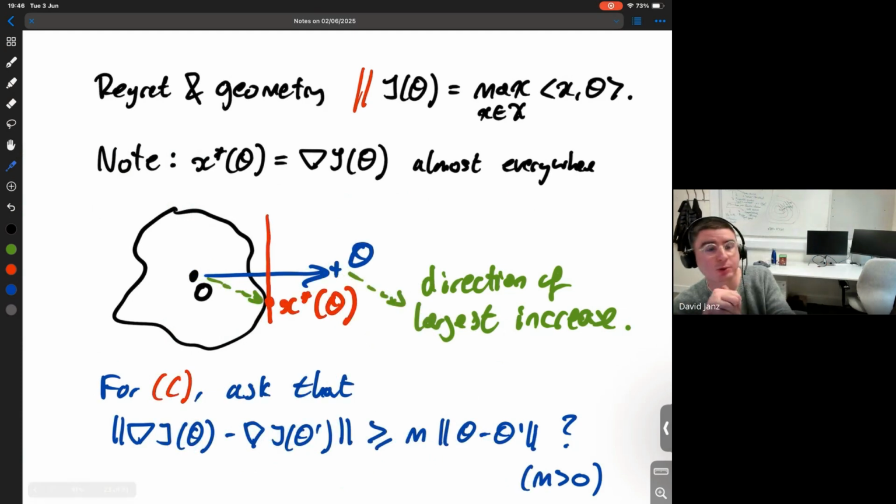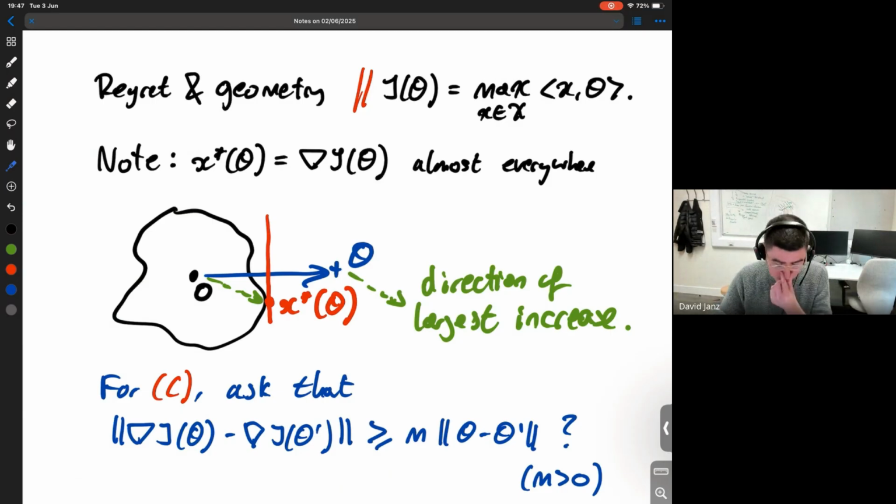So to make this a little bit more concrete, let's have a look at the actual geometry of the problem. So we have this function J, which I'm calling the value function or the support function of the action set. And one key insight is that the optimal arm for a parameter theta is given, for almost all thetas, by the gradient of J evaluated at theta. The way to see this: you've got an action set here, which is your graphic X, and you've got the parameter theta that you're evaluating the gradient at.